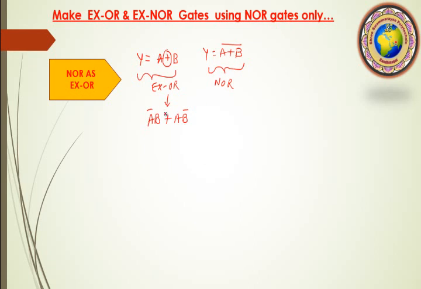At that time we require this form in terms of a bar and b bar. So first of all we take the single input and then convert. Suppose this is a bar, so I take one NOR as a NOT, and this a becomes a bar, and the b I have taken directly.